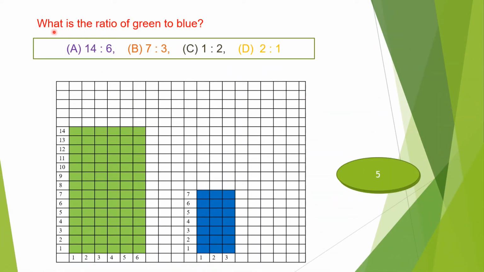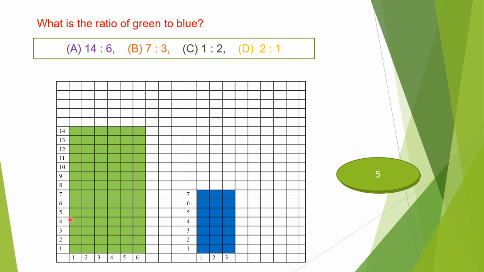Let's work a problem. Question: what is the ratio of green to blue? We're speaking about this green and this blue. Now the possible answers are 14 to 6, 7 to 3, 1 to 2, and 2 to 1.